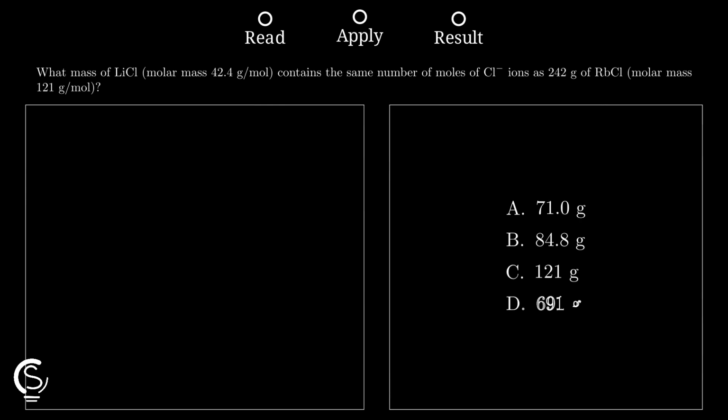First, we calculate the moles of rubidium chloride by dividing the given mass of 242 grams by its molar mass of 121 grams per mole. That is 2.